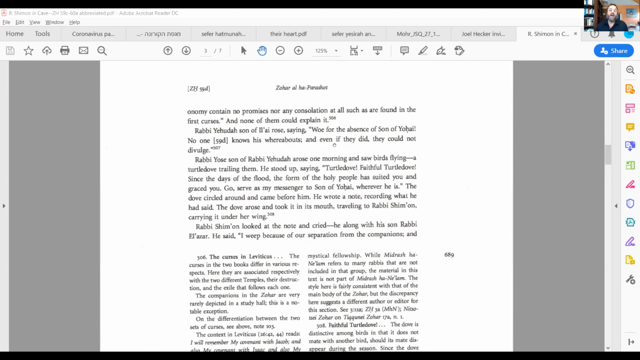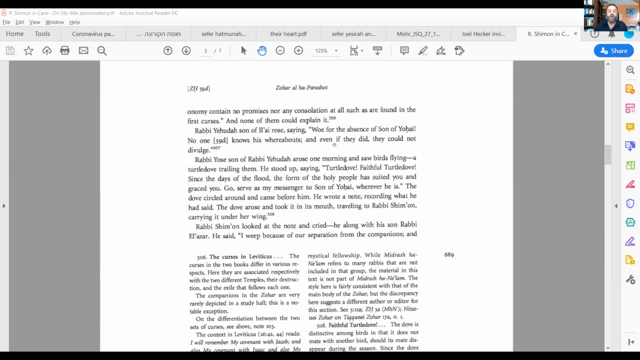Rabbi Yehuda, son of Eli, rose, saying, Woe for the absence of son of Yochai. No one knows his whereabouts, and even if they did, they could not divulge. Rabbi Yossi, son of Rabbi Yehuda, rose one morning and saw birds flying, a turtle dove trailing them. He stood up saying, Turtle dove, faithful turtle dove, since the days of the flood, the form of the holy people has suited you and graced you. Go serve as my messenger to son of Yochai, wherever he is. The dove circled around and came before him. He wrote a note recording what he had said. The dove arose and took it in its mouth, traveling to Rabbi Shimon, under her wing.